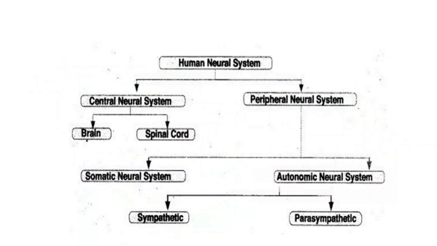Now coming to the main part of the chapter, the human neural system or the human nervous system. Basically, the human nervous system is divided into the central nervous system, or the CNS, and the peripheral nervous system, or the PNS. The central nervous system consists of the brain and the spinal cord. The peripheral nervous system consists of the nerves. We are going to study about nerves in the peripheral nervous system.